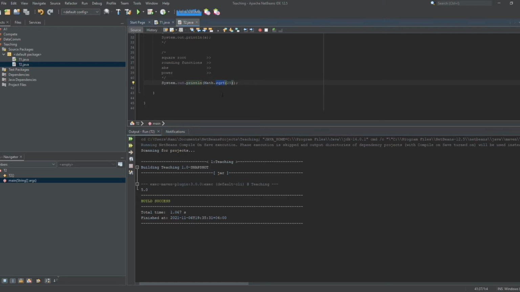Now let's say math.pow 5, 2. This function basically takes the second input and uses it as a power for the first one. So the result would be 5 to the second, which is simply 25.